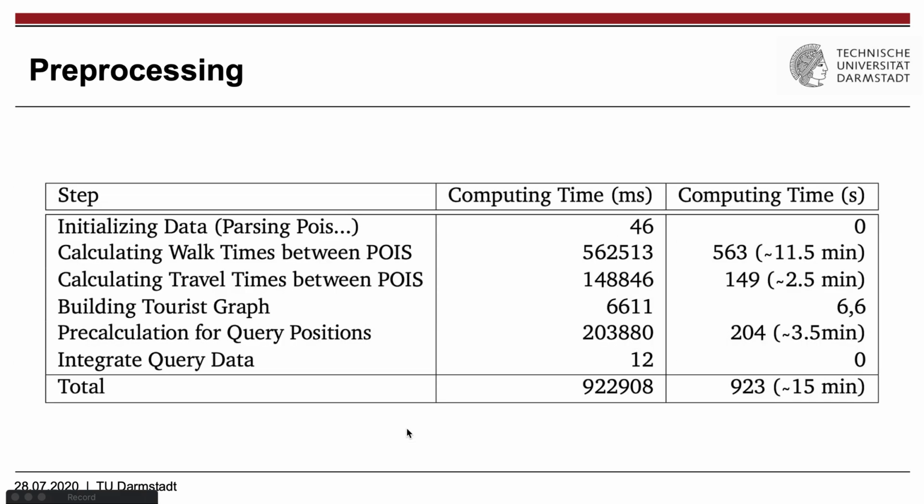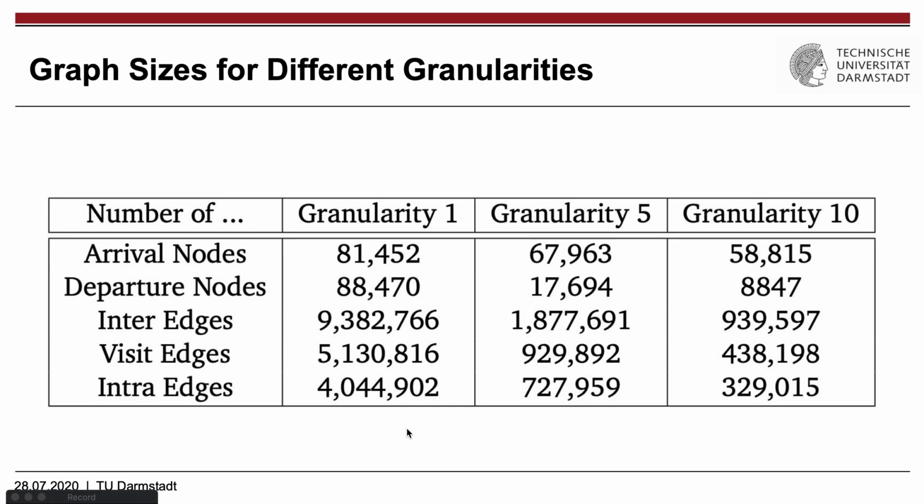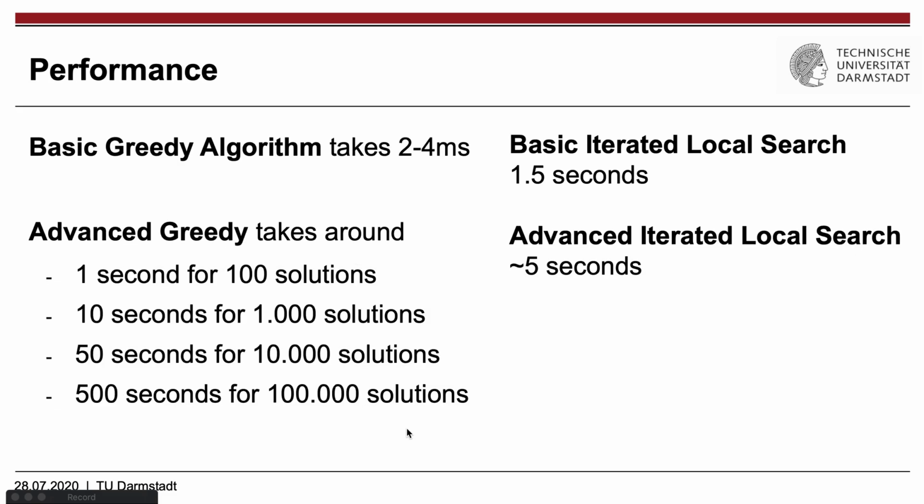We measured the preprocessing performance, and preprocessing for the Berlin case takes around 50 minutes, which is reasonable, I think. And we analyzed for different granularities, and we discovered that the graph size roughly scales with the granularity in a linear manner. So we evaluated the algorithms on this graph.